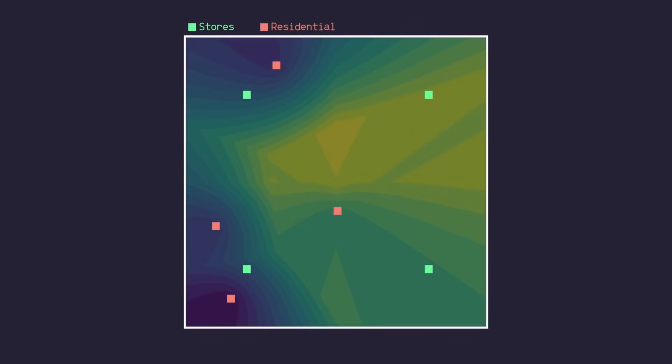In this problem setup, each particle would represent a potential warehouse location, and a fitness score would be determined based on the distance to stores and proximity to residential areas. As the algorithm progresses, particles will communicate with each other and converge towards the best solution. First, let's understand how a fitness score is calculated.